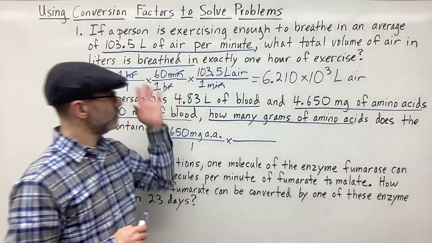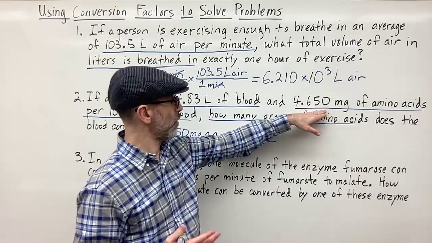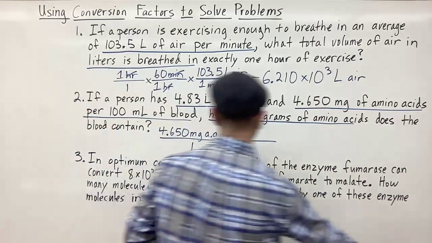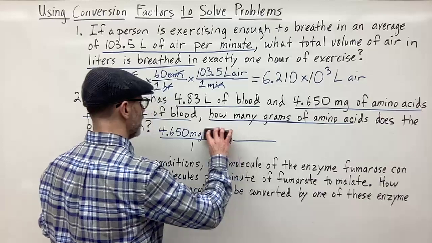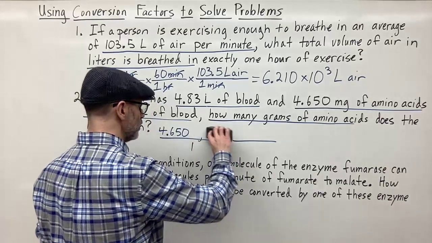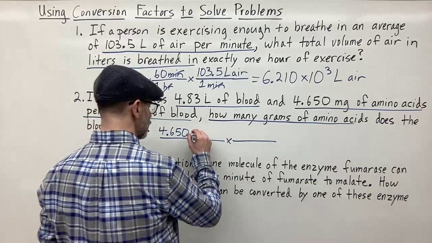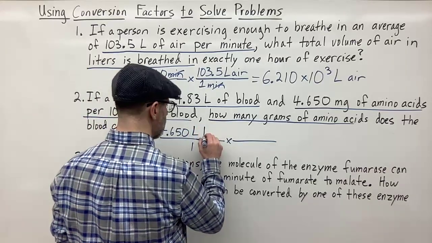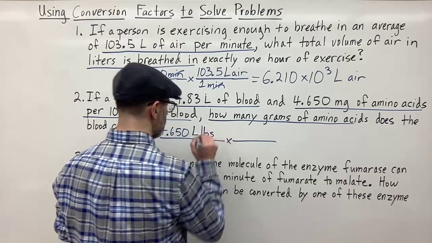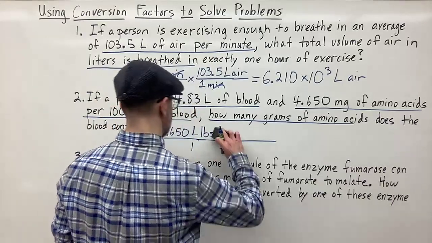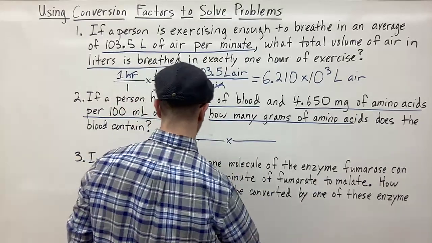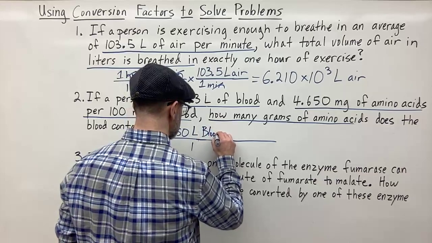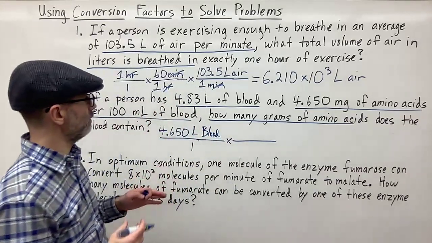Now, here I have milligrams of amino acids related to, what am I talking about here? It's not milligrams of amino acids. We're talking about liters of blood here. Okay, sorry about that. Liters of blood. I got discombobulated. Oh my gosh. Blood. Okay, now that I got everything figured out.